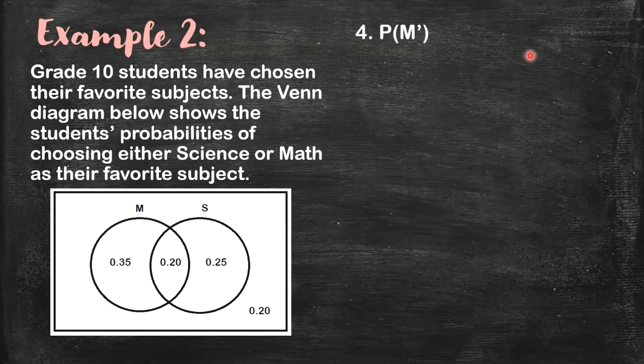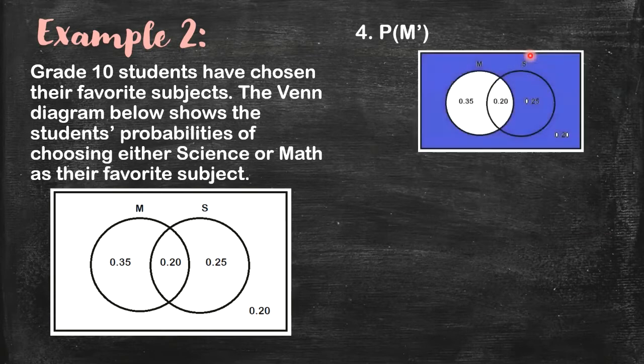Okay, let's have this fourth question. What is the probability of M prime? Okay, so you may want to consider this Venn diagram. Okay, yung mga shaded portion, yun yung nagre-represent ng M prime. Right? So, hindi kasama yung M. So, yung nakikita nyo lang na numbers dito, i-add nyo lang. So, you will get 0.45.